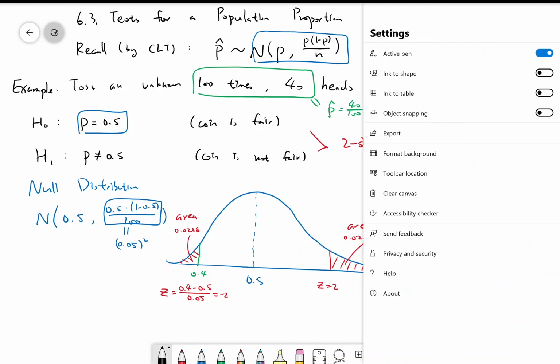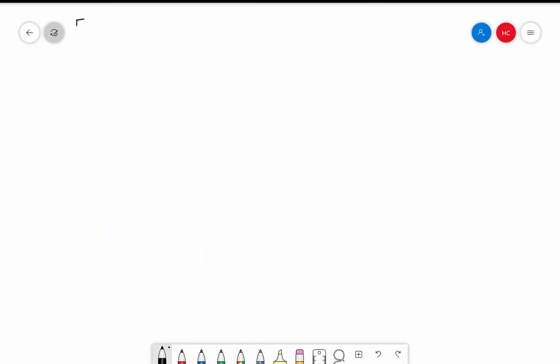Alright, so let's do a different example. So we want to estimate the fatality rate of a disease. So let's suppose 10,000 people are infected by this disease. And among the 10,000 people infected, 121 died from this disease. So our p hat is 121 divided by 10,000, which is 0.0121.